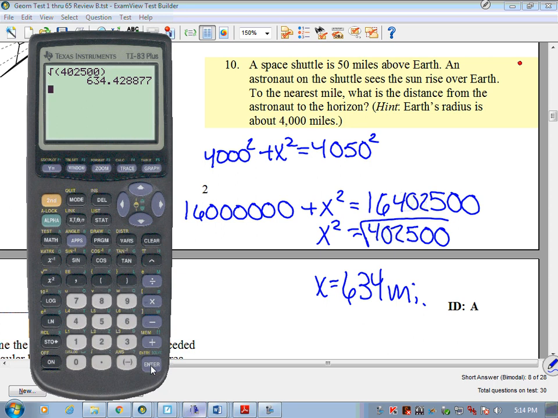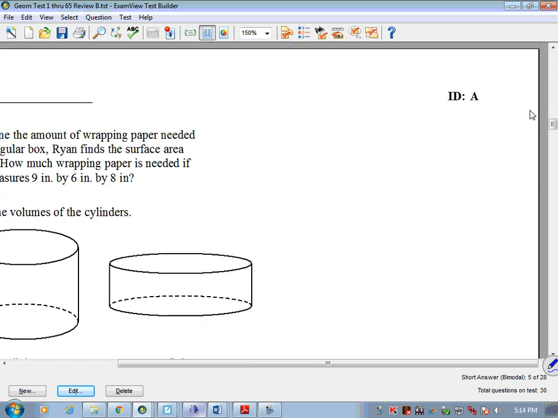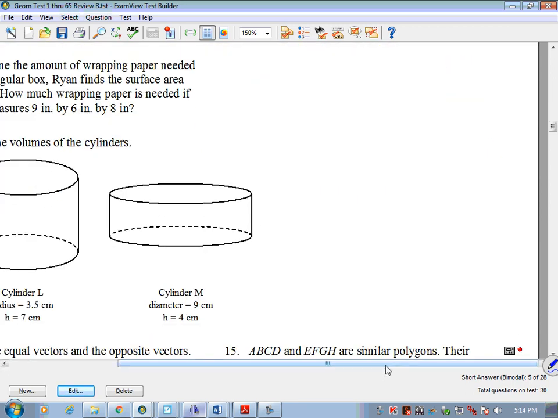Okay, that's question number 10. Need to be able to draw the picture, need to be able to put the math together. That's what I expect to see on that question. Okay, that's question number 10. We're about 1/3 of the way there.